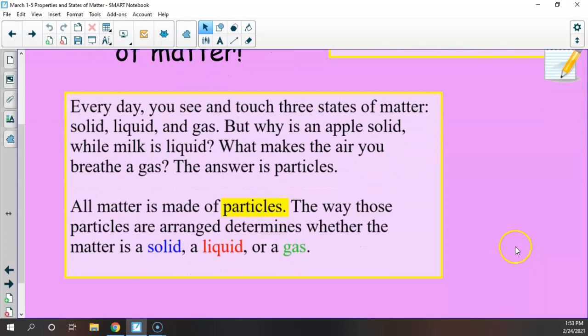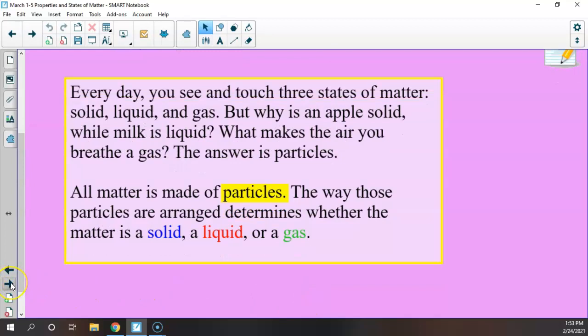Every day you see and touch 3 states of matter, solid, liquid, and gas. But why is an apple solid while milk is liquid? What makes the air you breathe a gas? The answer is particles. Remember, all matter is made of particles, like atoms. The way those particles are arranged determines whether the matter is a solid, a liquid, or a gas.